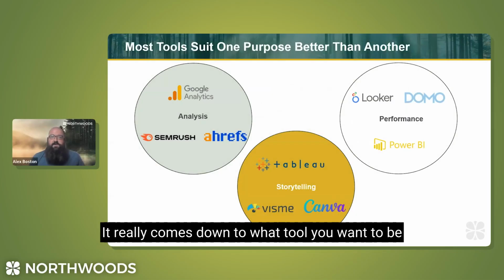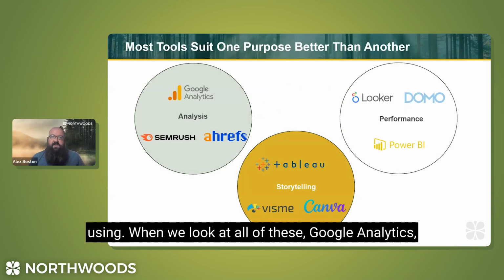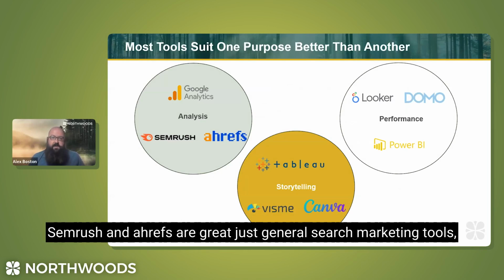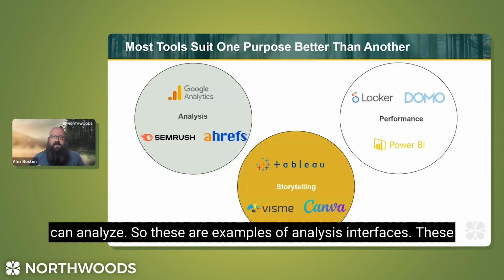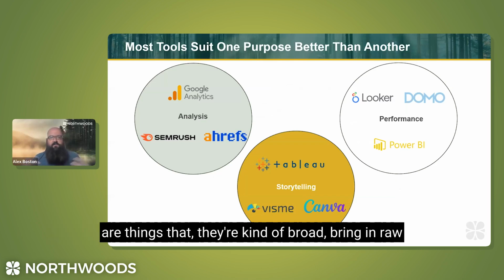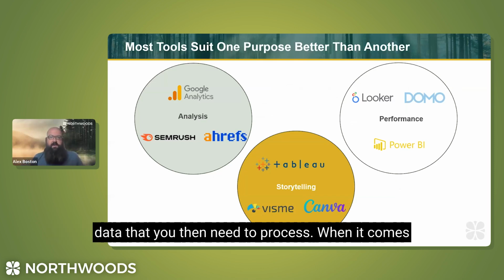It comes down to what tool you want to be using. When we look at all of these, Google Analytics, Semrush, and Ahrefs are great, just general search marketing tools, things that bring in a lot of data that you can then analyze. So these are examples of analysis interfaces. These are the broad tools that bring in raw data that you then need to process.